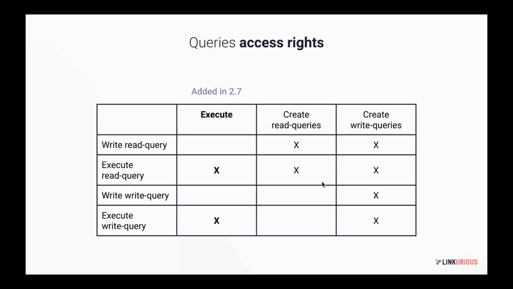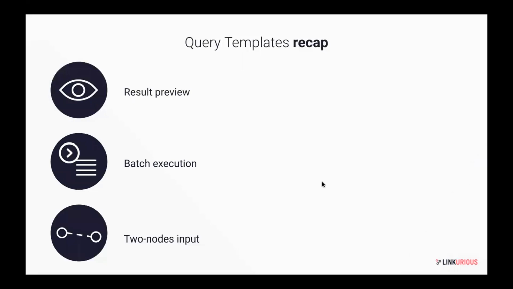So let me quickly recap all the evolutions that we brought to the query templates in this version 2.7. First, we added a result preview so that you can validate your queries within the query editor. Then we added batch execution, meaning that you can select multiple nodes and run a template on all of them at once instead of clicking on each one after another. We added two nodes inputs, or two plus nodes inputs, in case you have use cases for that.